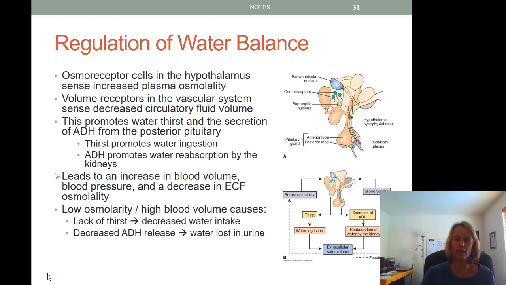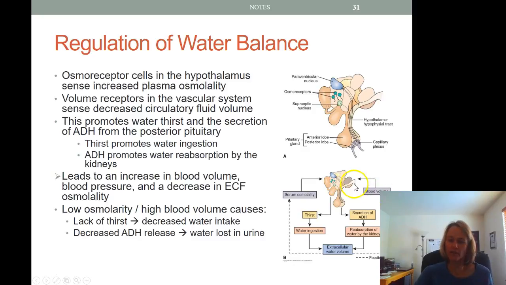So how is this regulated? We have osmoreceptors in the hypothalamus that sense an increase in plasma osmolality. They're really sensitive, and it only takes a small change in plasma osmolality of about 1 to 2%. So this change in plasma osmolality would stimulate thirst. Thirst would stimulate water ingestion, which would raise the extracellular water volume, which would dilute the serum osmolality.